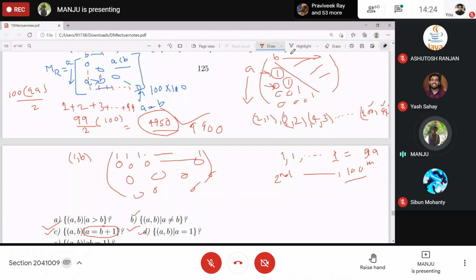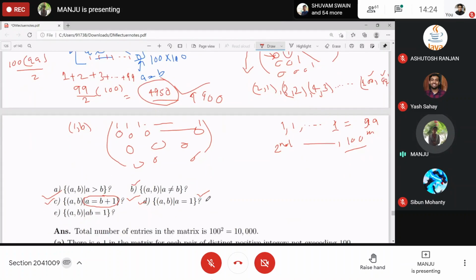Right? How many entries? 100 entries, only in the first row. Clear this one? A is running from 1 to 100 and B is fixed as 1. That's why all non-zero entries are 100. Or you can just say the cardinality of this set, which is 100.